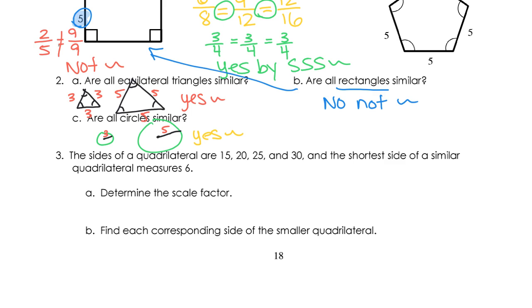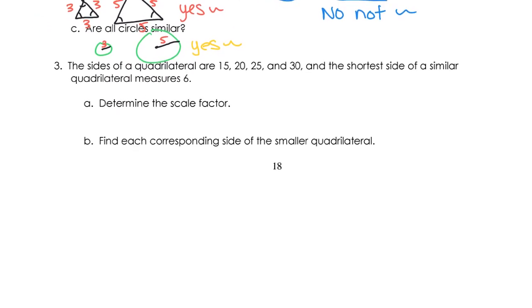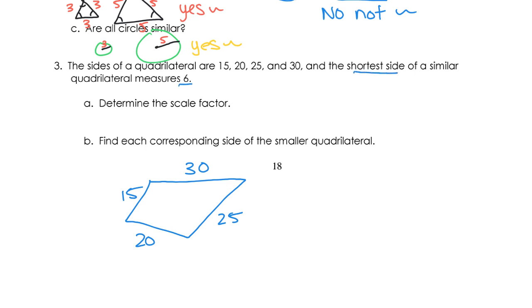Number 3. It says that the sides of a quadrilateral are 15, 20, 25, and 30. So if I draw a quadrilateral with a 15, a 20, a 25, and a 30, and we have a similar quadrilateral, and they're saying the shortest side of the similar quadrilateral measures 6. Here our shortest side was 15, so this similar quadrilateral is smaller. If I draw a similar quadrilateral, same shape, different size, where I put the 15, I will then have to put the 6. They want you to determine the scale factor.